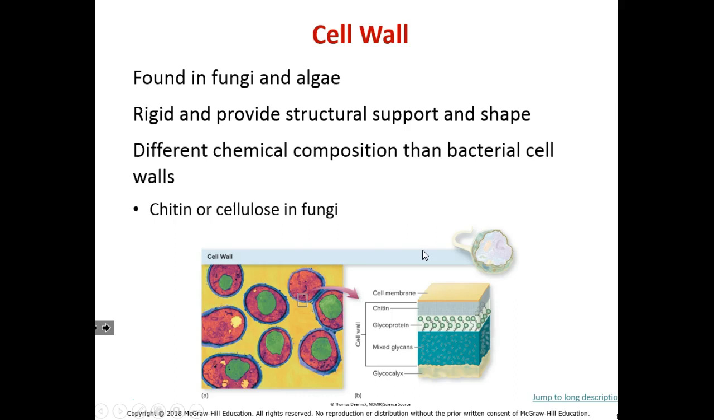Then we have the cell wall that's found in fungi and algae. It's rigid and provides structural support and shape. Different chemical composition than bacterial cell walls. This one has chitin or cellulose in fungi.